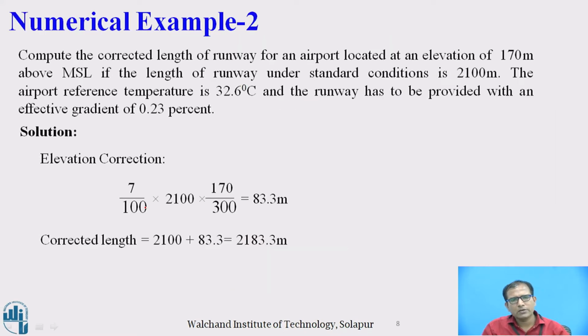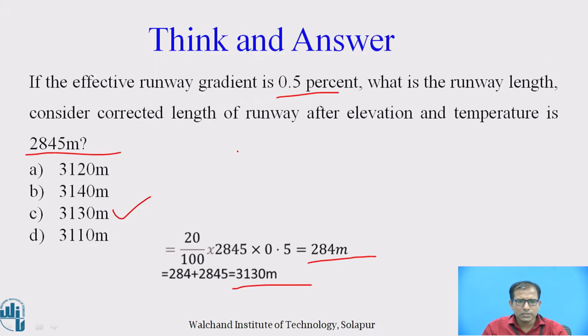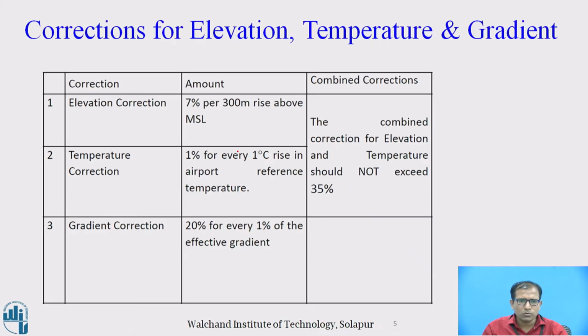Now the second case. The elevation is given as 170 meter above the mean sea level, the basic runway length is given as 2100 meter, and the ART is also given as 32.6 degrees. The effective gradient is also given to you. Knowing the table, you should be able to write all the corrections: 7% for 300 meter rise, 1% for 1 degree, and 20% for 1% of effective gradient.